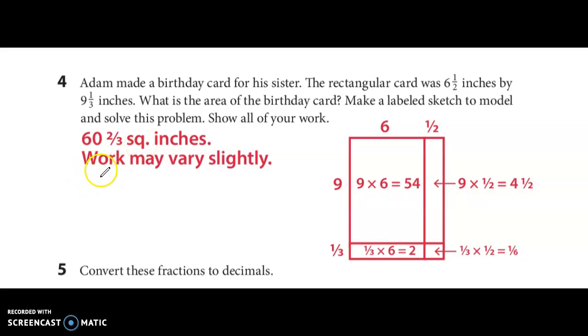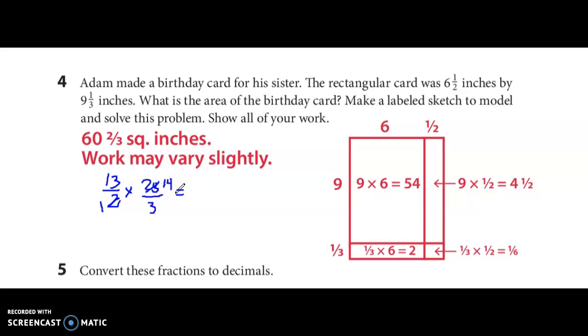If you wanted to turn this one improper, you could have done 13 over 2 times 28 over 3. Now I'm noticing 13 times 28 is going to be really difficult, so I hope that I can cross cancel. 13 and 3 do not have a factor in common, but 2 and 28 do. So I'm going to divide them both by 2 because they're even. 2 divided by 2 is 1. 28 divided by 2 is 14.